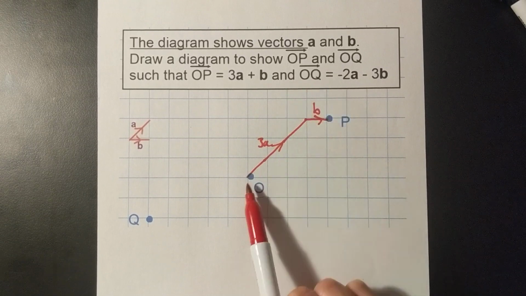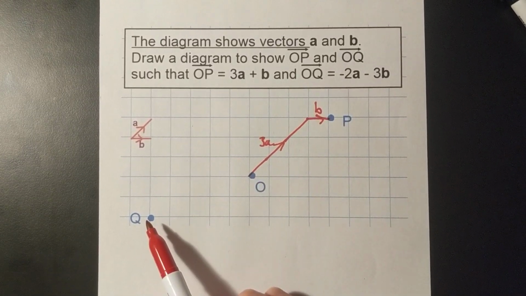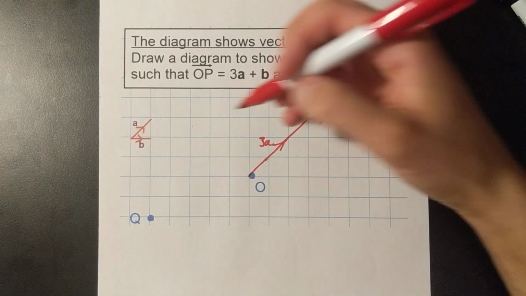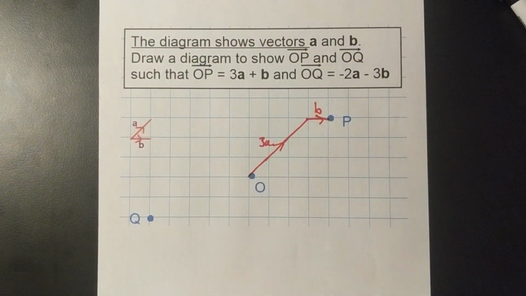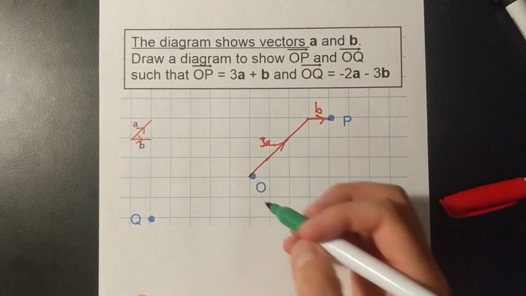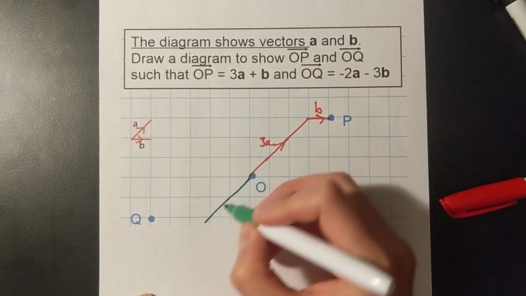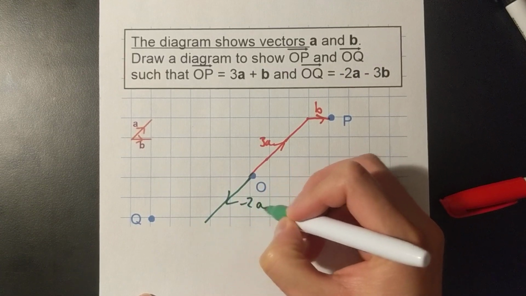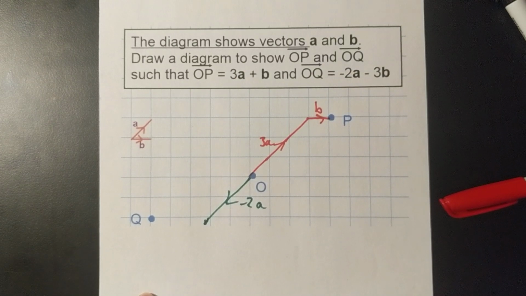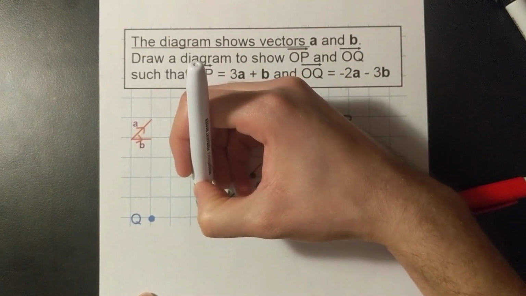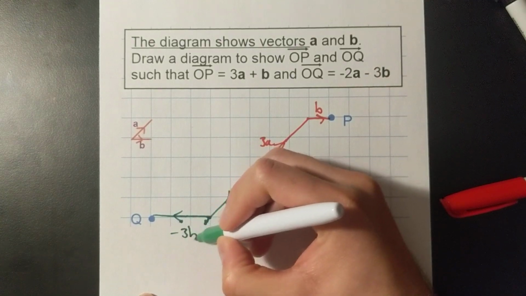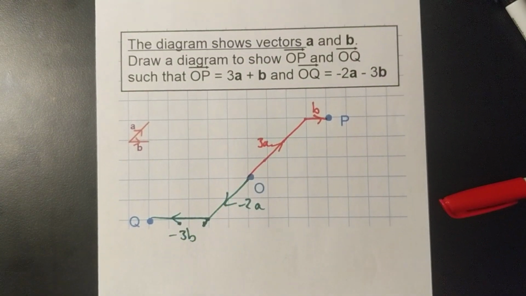Now, the vector O to Q is represented by negative 2a, take away 3b. So remember, negatives mean in the opposite direction. Let's do this in a different color. So let's say here, negative 2a is going to be in that direction. Went a little bit too far there. And then negative 3b means I'm going to be going in the opposite direction. I'm going to go left 3 times. Here, that is negative 3b.